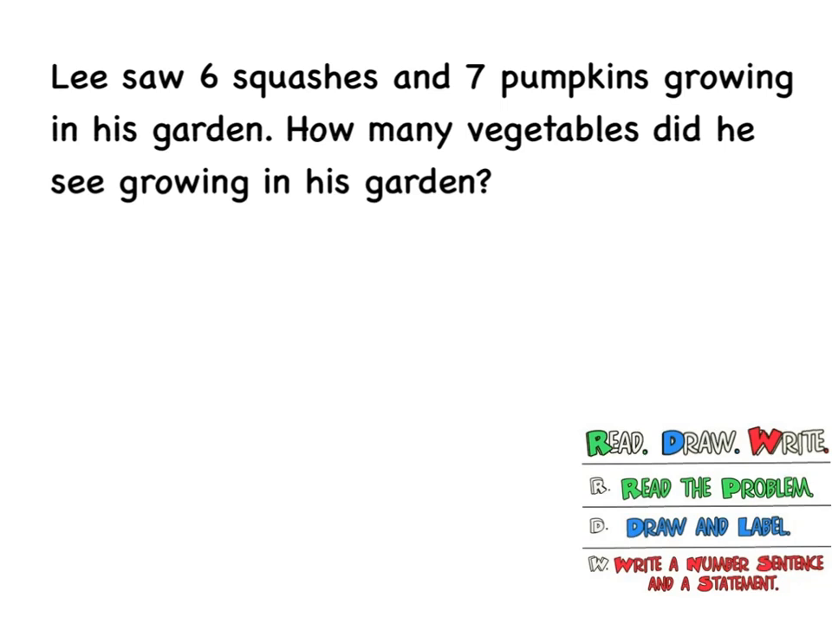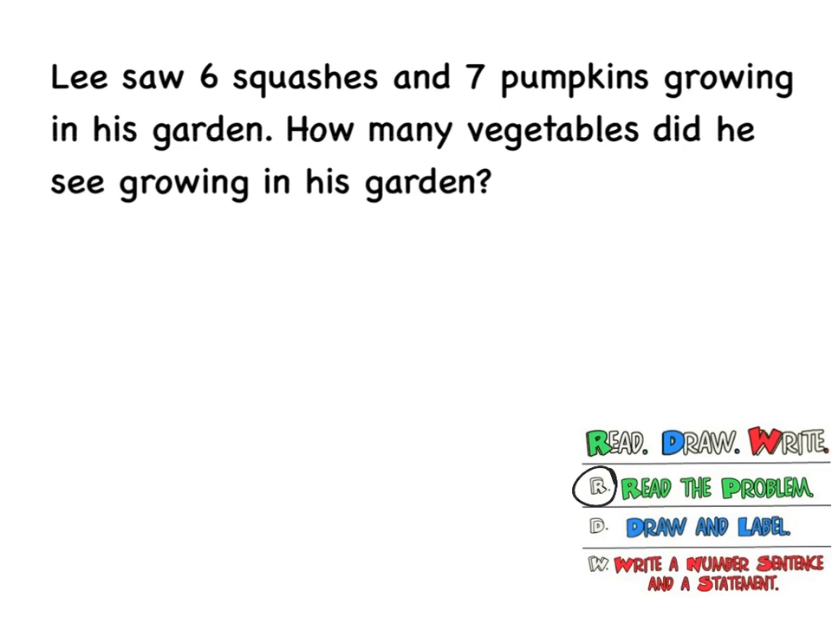The first step is we gotta read. So let's read our problem all the way through. Lee saw 6 squashes and 7 pumpkins growing in his garden. How many vegetables did he see growing in his garden?